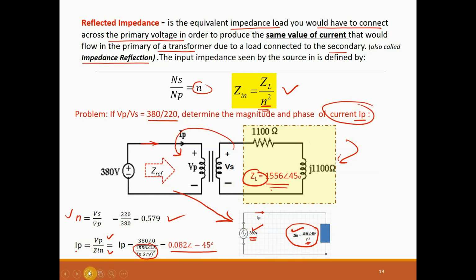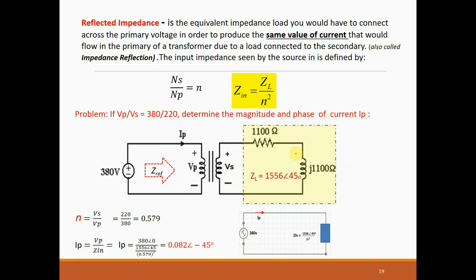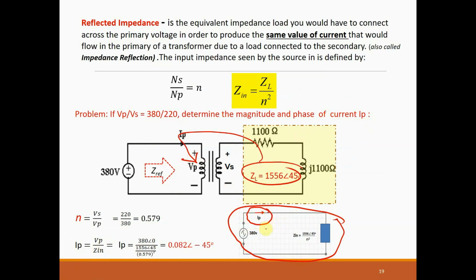So again, let us try to repeat. What did we do? We reflect this impedance to the other side. After that, we draw the equivalent circuit. When we draw the equivalent circuit, we can calculate the current using Ohm's law. IP is equal to 380 over Z in. Okay? As simple as that. We don't need to complicate things, right? Just remember, the Z in is equal to Z L over N squared.